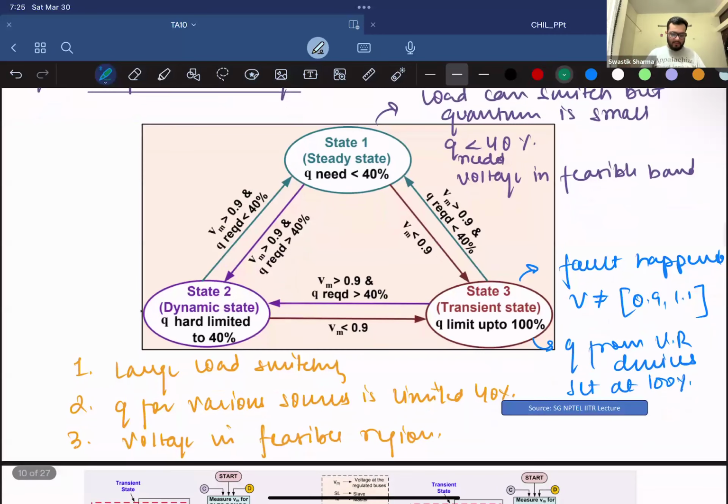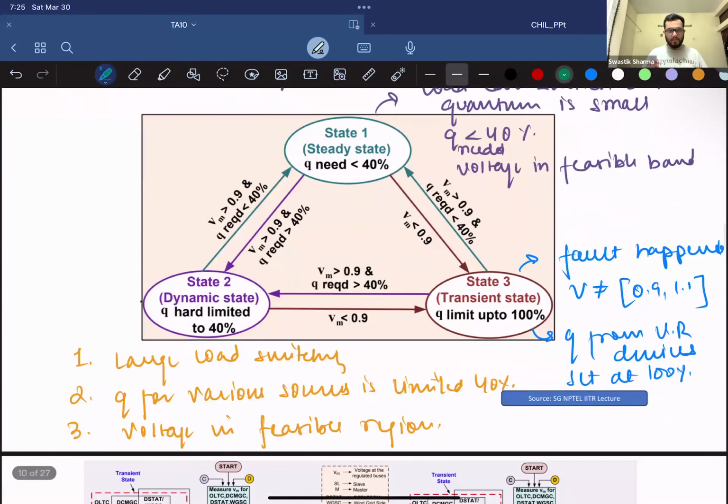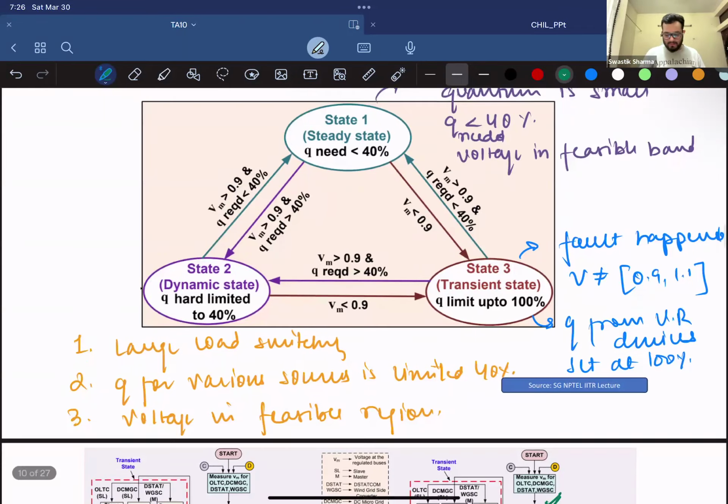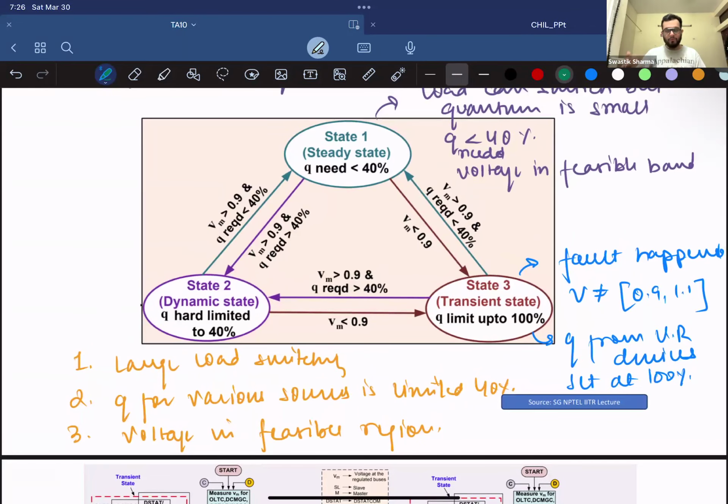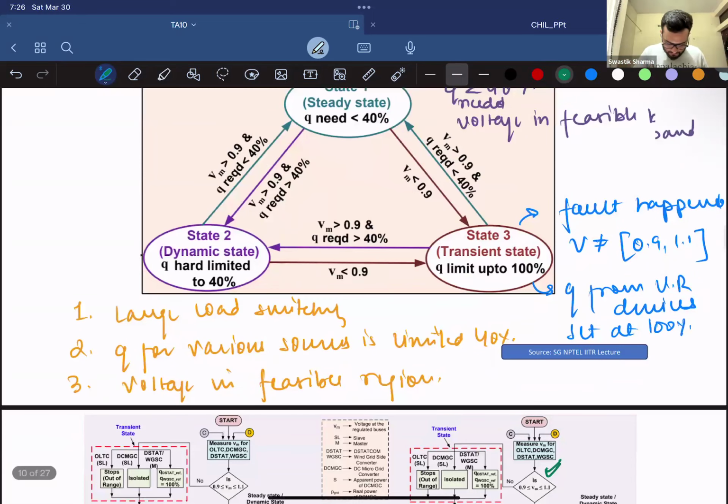In dynamic state, there is large load switching, but the voltage is still in the feasible region. So you limit your Q to 40% so that you have reactive power in reserve, so that if a transient stage comes into play, you can use that reactive power reserve to support your voltage. In transient state, your voltage is no longer in the feasible region, and you require Q from your voltage regulating devices to be able to maintain V within the band.